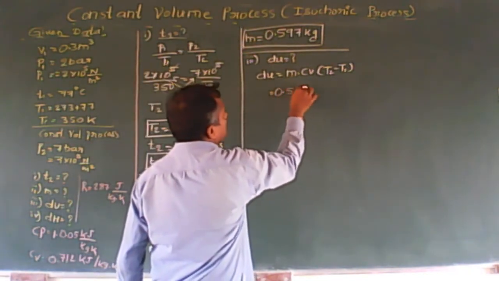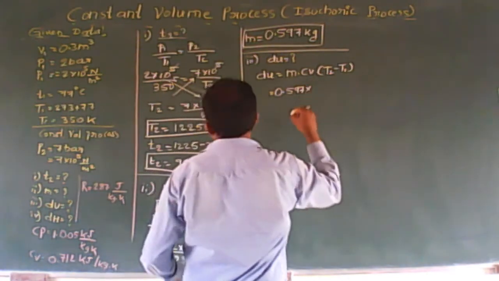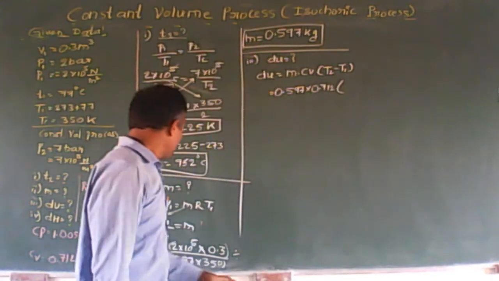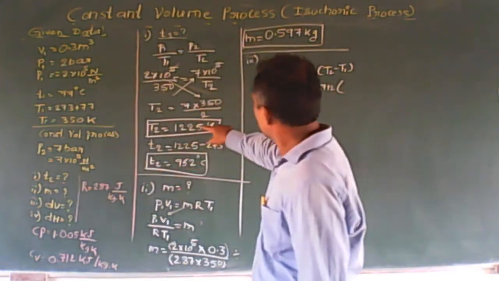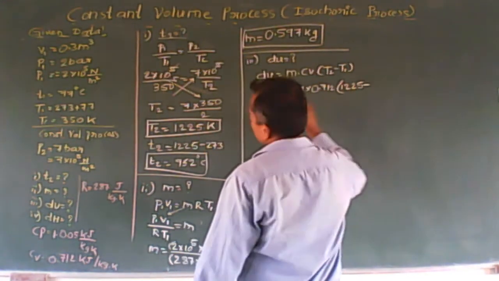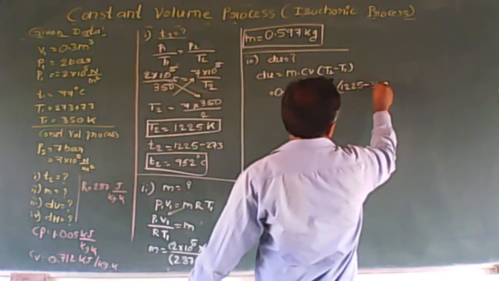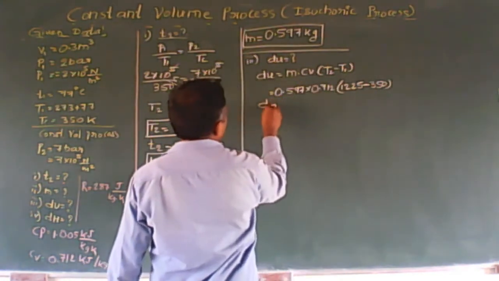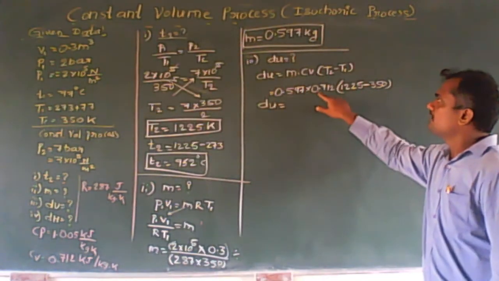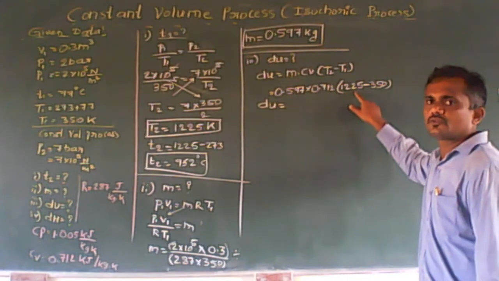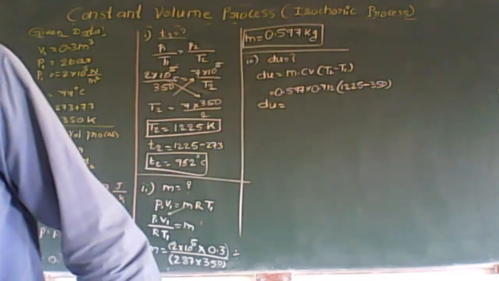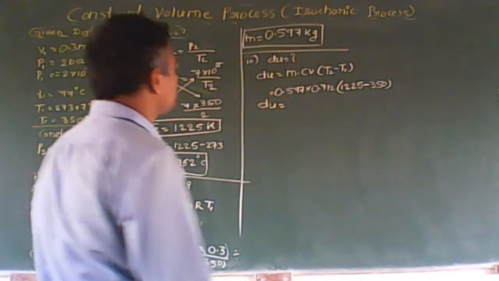Mass value is 0.597 kg multiplied by Cv, which is given as 0.712. T2 is also known to you, 1225, minus T1, which is 350. So 0.597 multiplied by 0.712 into bracket 1225 minus 350. Calculate and get the answer. I got the answer. It is 372.